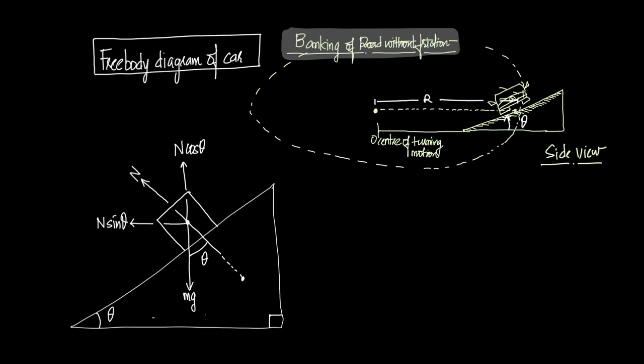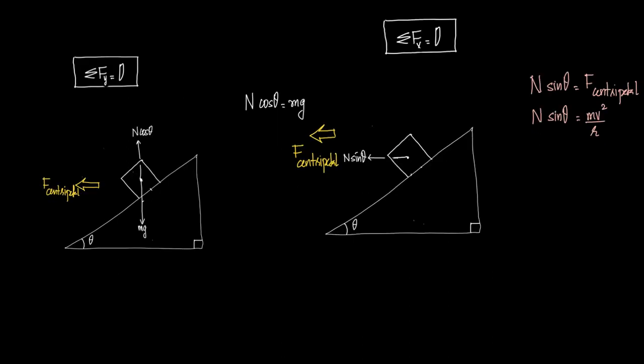Now let us see the condition. What will be the condition here? We know that there is no net motion along the y direction, which means sigma Fy will be equal to 0. And according to Newton's second law of motion in circular motion, we can say that sigma Fx would be equal to the F centripetal, right? So let us first look at these two resolutions and then we'll write down the equations.